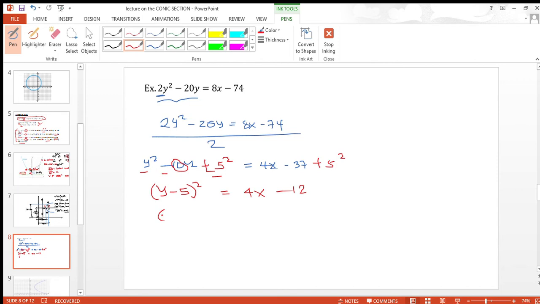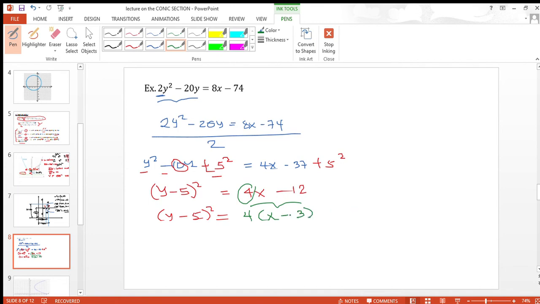Okay, so after factoring this, ang next na gagawin natin is make now the coefficient of the variable on the other side be equal to 1. Equal to 4 yan. So, anong gagawin natin? From these terms, factor out 4. So, factoring out 4, that should give us x minus 3. So, finactor out ko lang yung 4 para maging 1 ito.